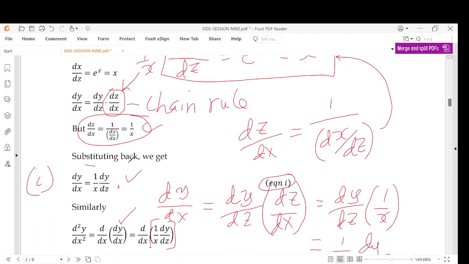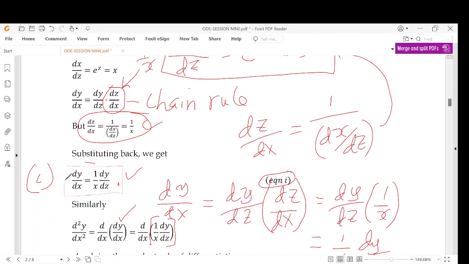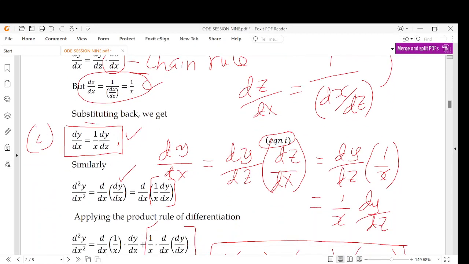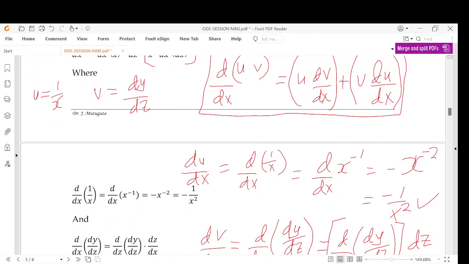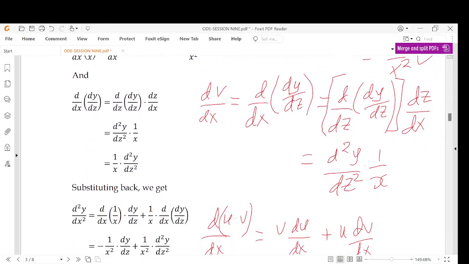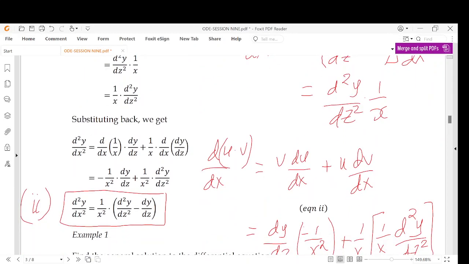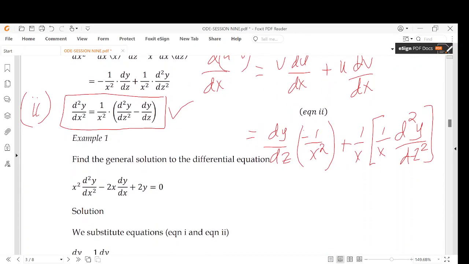The first derivative becomes this expression here, which we are calling equation 1, while the second derivative will be equation 2 here. So these are the two equations that we shall need when we are solving a differential equation of this kind. In this case, let's do an example. You are given a homogeneous second order differential equation, which is equidimensional. You can say the terms x squared d squared y by dx squared and x dy dx.